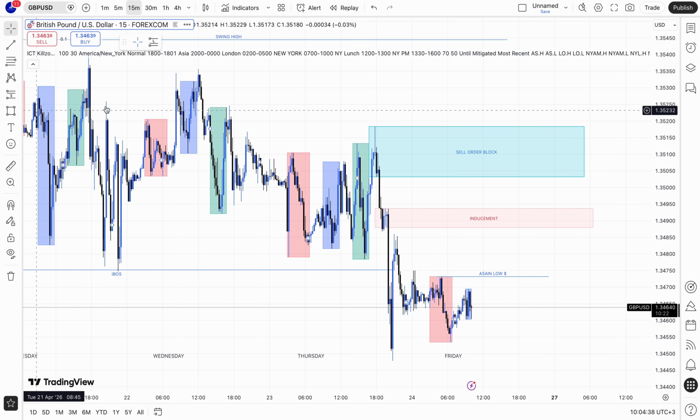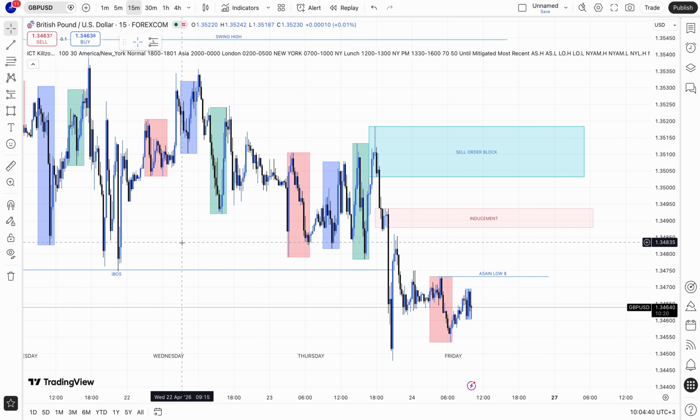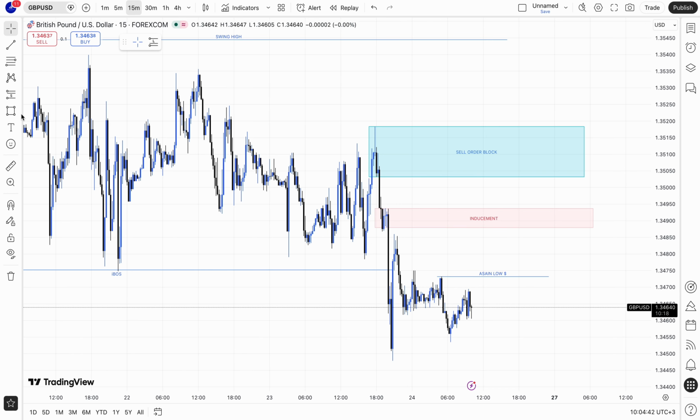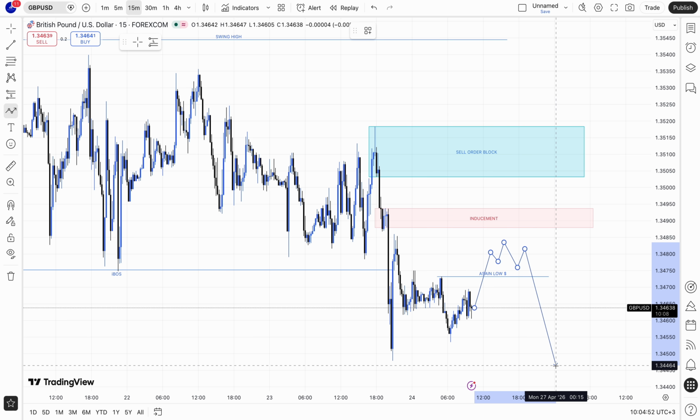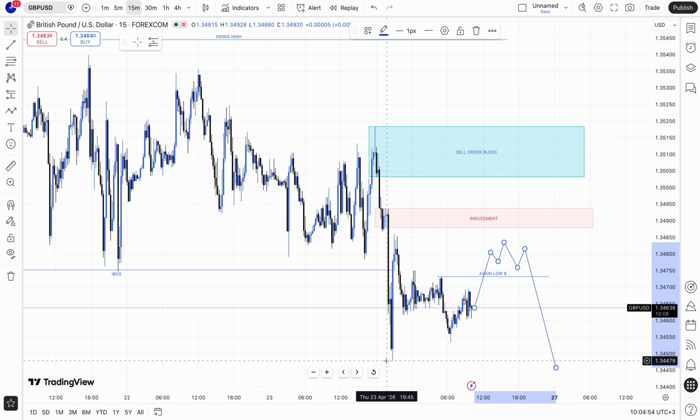So what's our plan? Our plan is very, very simple. We're not yet complicating trading. First, you're going to wait for the price to take out this Asian high. Then you go down to 1 minute. Then you look for the change of character to the downside. Then we target the next swing low.